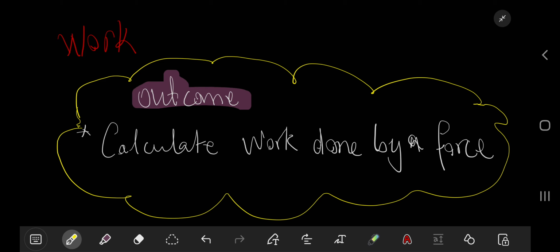So the outcome for this lesson is for you to be able to calculate the work done by a force which is acting on an object. From the previous video we mentioned that for you to be able to identify the work which is done by forces, you firstly have to identify the forces that are acting on that object.